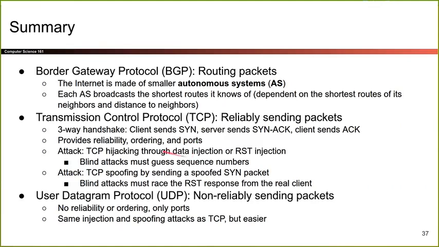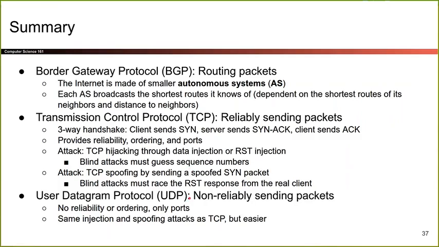There are a couple of attacks. So there's TCP hijacking, which is where you inject data or inject a reset packet. And if you are doing this as an off-path attacker, you have to guess sequence numbers. That could be hard. If you're spoofing TCP, you have to race the reset response from the real packet. If you're off-path, you also have to guess the sequence number. So those are the attacks on TCP. Again, the general theme here is that a man in the middle is super easy. If it's on path, you have to race. If it's off path, you have to guess and also race.